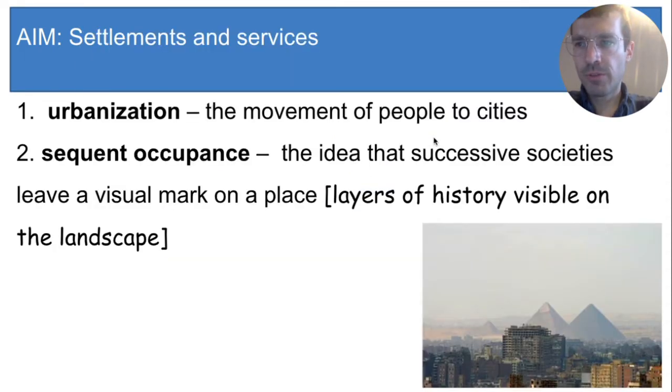Here's another review word, sequent occupants. That's the idea that successive societies leave a visual mark on a place, so that layers of history are visible on the landscape.